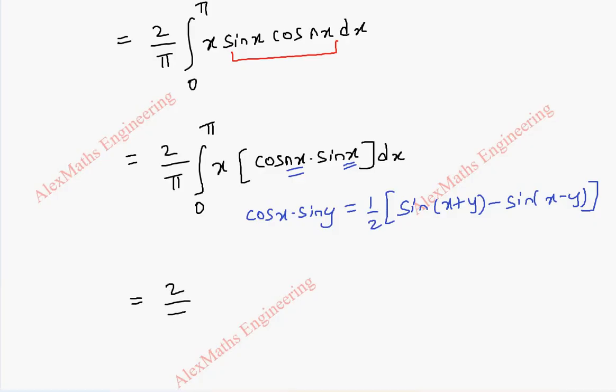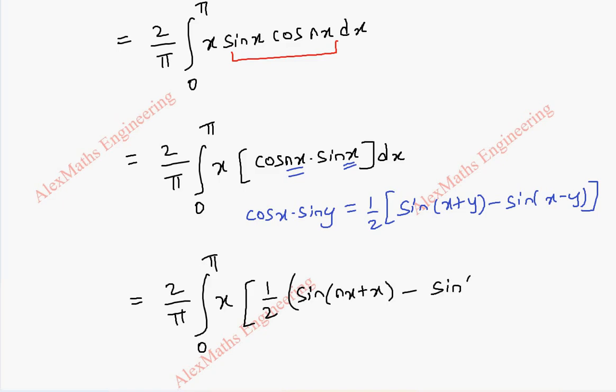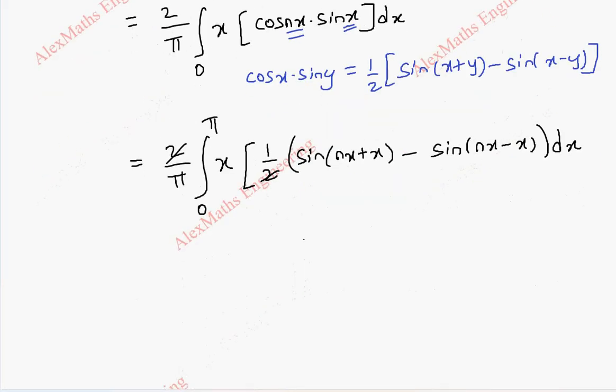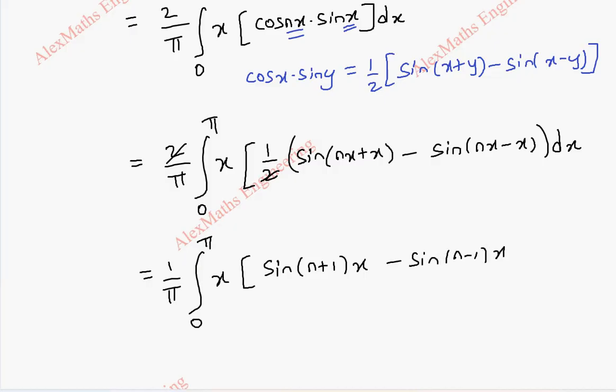So 2 by pi integral 0 to pi x, bracket open, half. Now we have sin of nx plus x minus sin of nx minus x, then dx. We can cancel this 2 and 2, and we can rewrite this as 1 by pi integral 0 to pi x into sin of, we can take x common, n plus 1 x, minus again x common, n minus 1 x. Now we are going to apply Bernoulli's formula again.